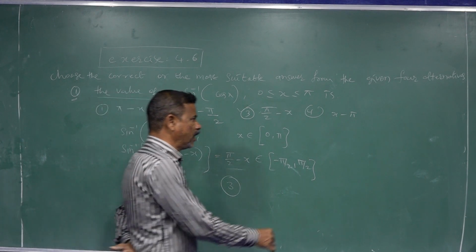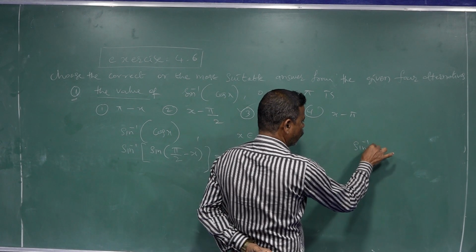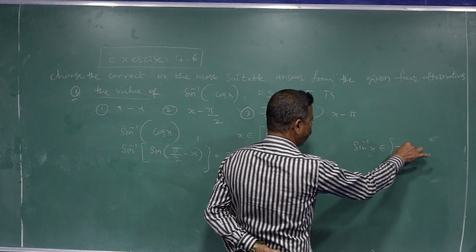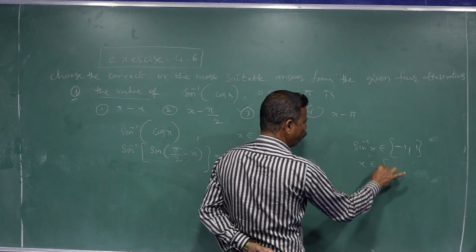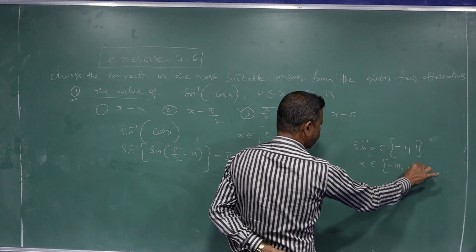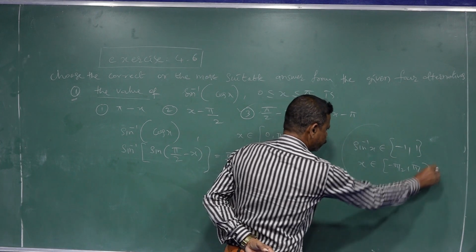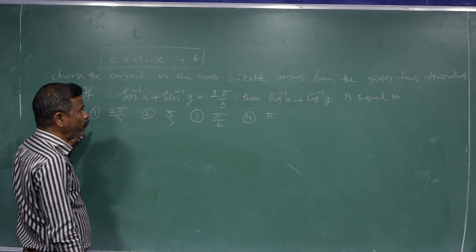So sin inverse x belongs to minus 1 to plus 1. Then x lies between where to where? Minus 90 to plus 90. We check this. Let's come to the second problem.